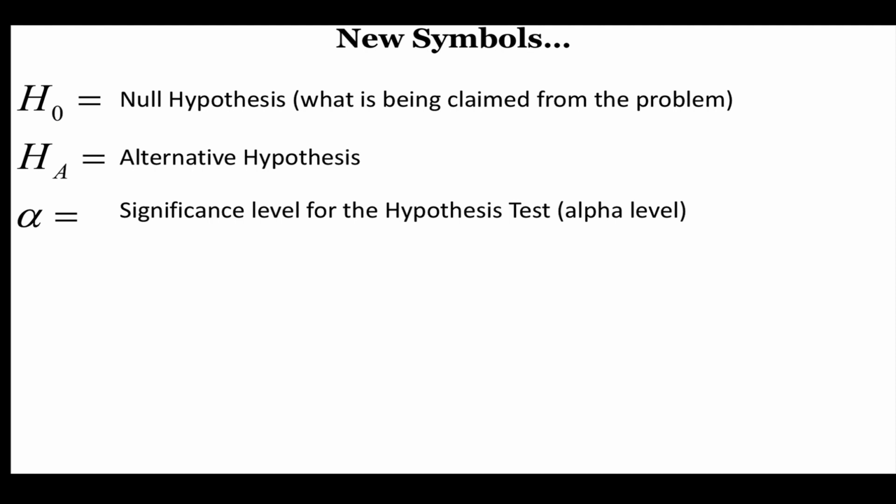And then the last one is alpha. Alpha is the significance level for hypothesis tests. It's the level we have to meet to say that their claim is wrong. We'll talk about this more, but the lower the alpha level, the higher the burden we have to prove. Let me say that again: the smaller the alpha level, the more evidence I need to determine that the claim is wrong.